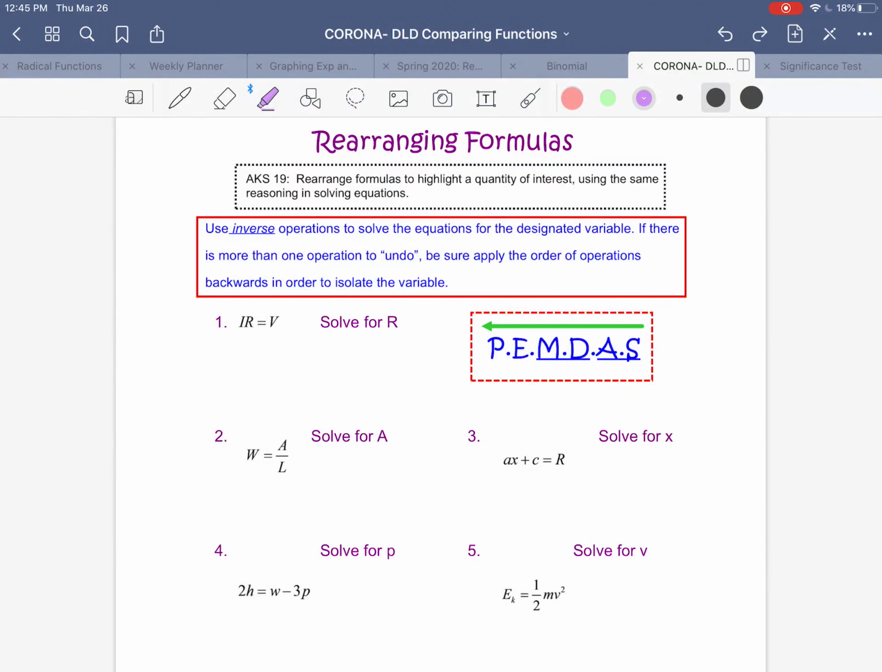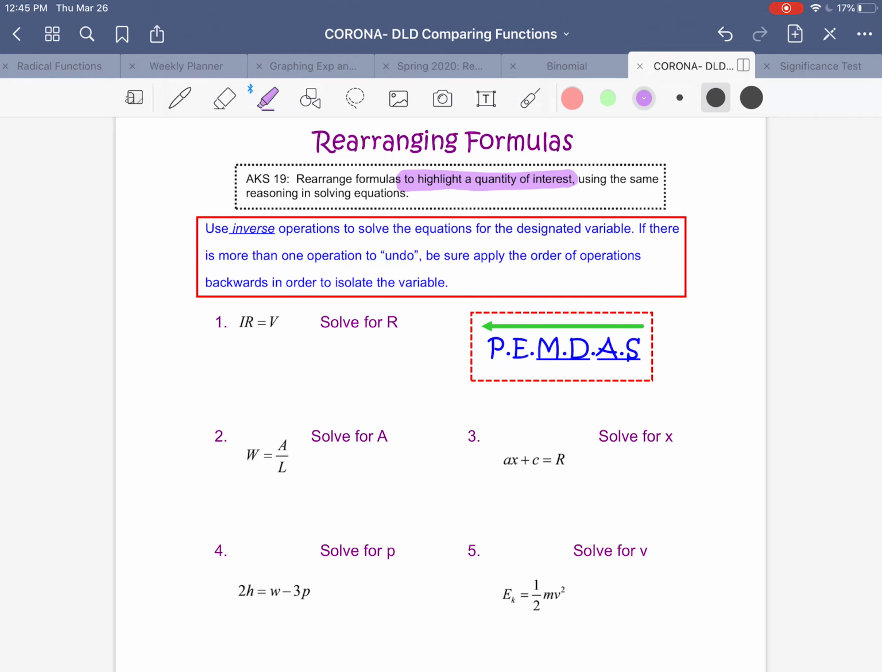All right, so today we're going to talk about rearranging formulas. So this is AKS 19, and it asks us to rearrange formulas in order to highlight a quantity of interest. We're going to give you a formula, and we're going to say solve for a certain variable, and you're going to rearrange it so that it is set equal to that one variable. In order to do this, you're going to have to use PEMDAS. We're going to be using that working backwards, which we'll see here in a minute.